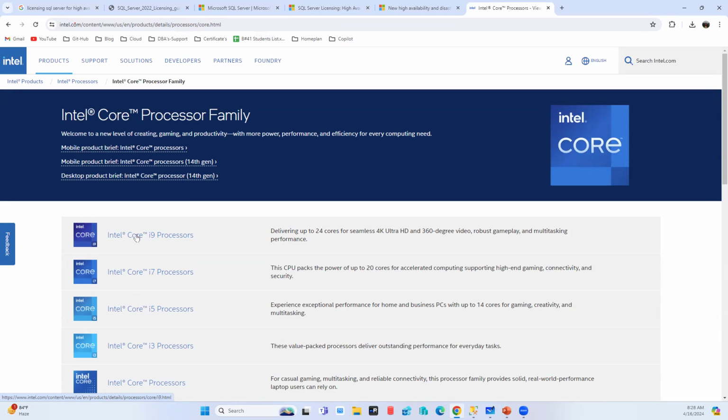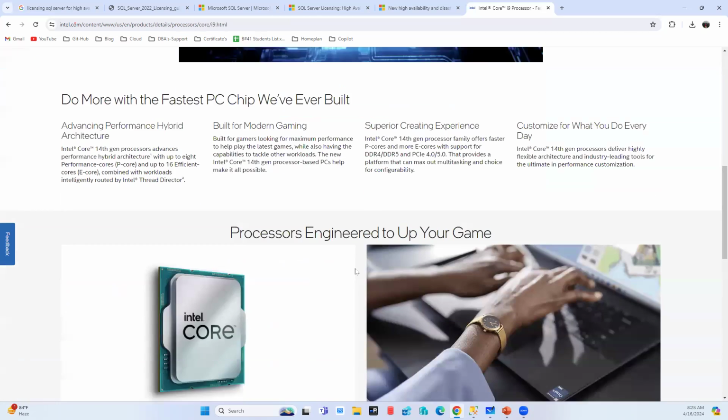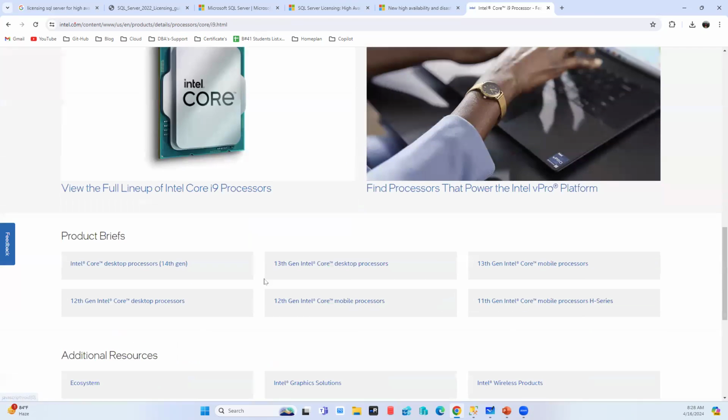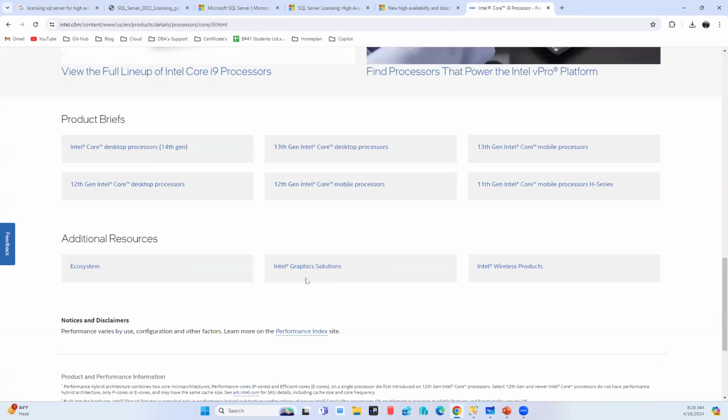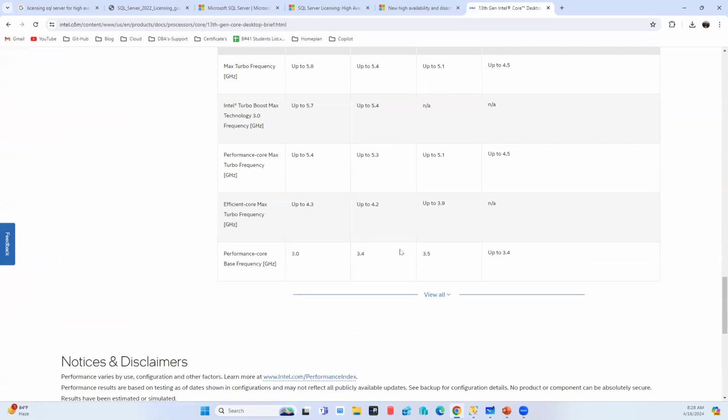Subbu, is it mentioned here itself, 24 cores? This one? Yeah, but I want to show you the minimum. If I go for i7, what is the minimum processors I need to purchase? Maximum two, sir. Okay, two cores or 4 cores. One second, sir.